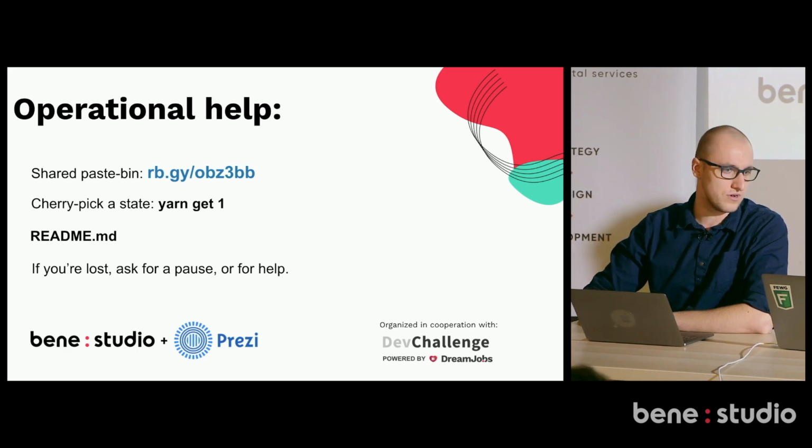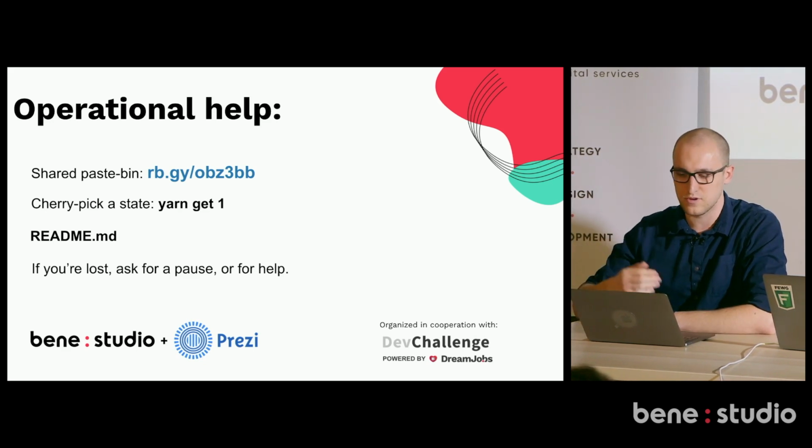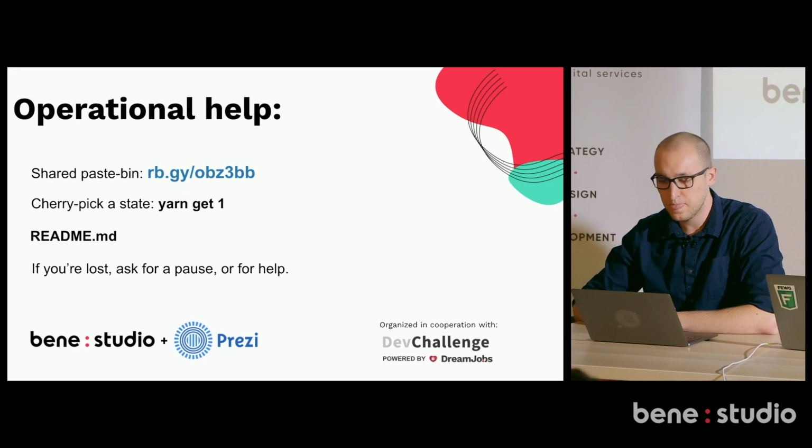We also have a shared Pastebin to help you out. If you need help, you can post code there. Also, the README contains code snippets you can use. And if we can't fit into the time, the repository contains each step of the workshop. Also, it contains the end product on the master branch. If you have questions, raise your hand, make a noise, and we will try to answer them.